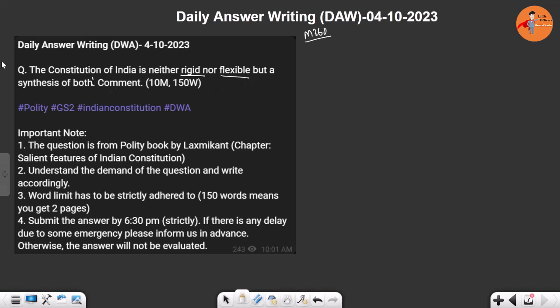It's a statement and the tail word is comment. We have to write it in 150 words. The marks for this question is 10 marks. So what is the approach and how should we write the answer for this question?